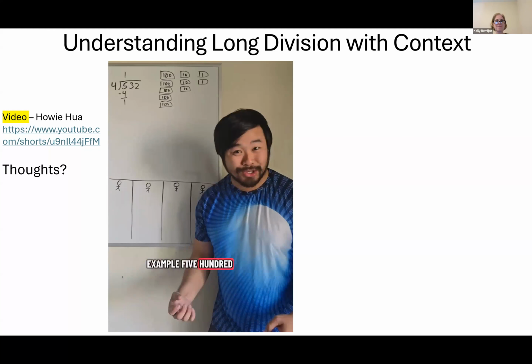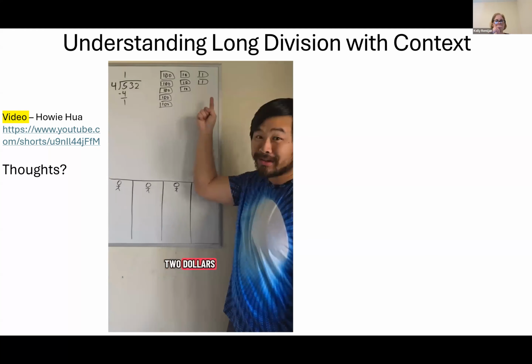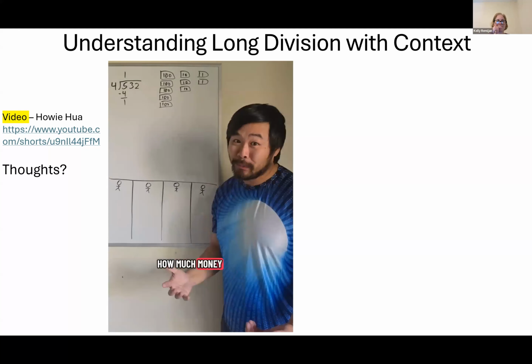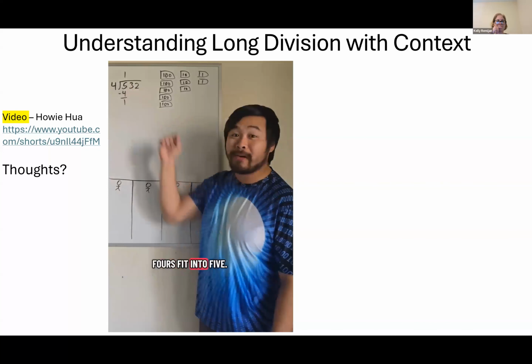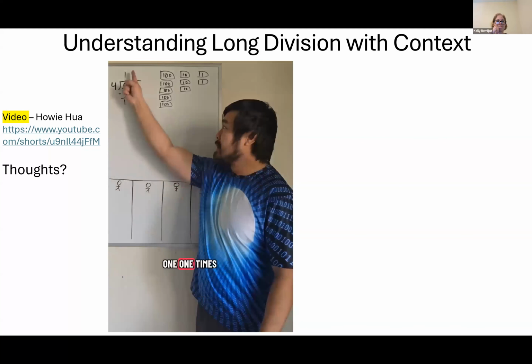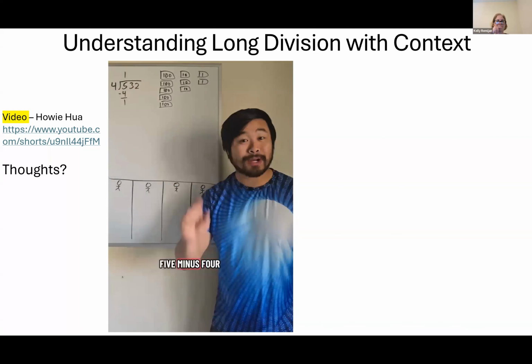We could think of this as if I have $532 and I want to split it with 4 people evenly, how much money would each person get? Now the first step in the algorithm is to ask how many 4s fit into 5. 1. 1 times 4 is 4. 5 minus 4 is 1.